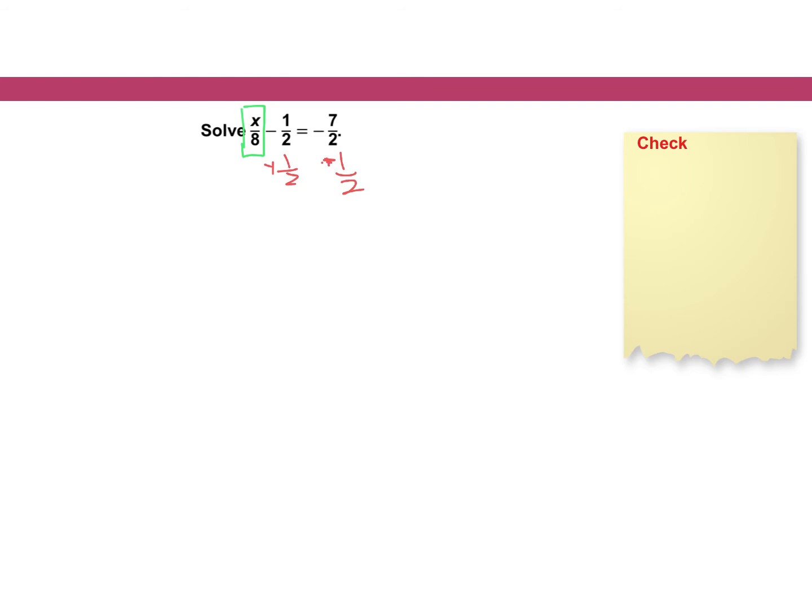And that is addition that's not coming through there. So my 1/2s are going to cancel here, and that's going to leave me with x divided by 8 equals a negative 7/2 plus 1/2, which will actually give me a negative 6/2. So if I take this one more step, I really have x divided by 8 equals a negative 3.